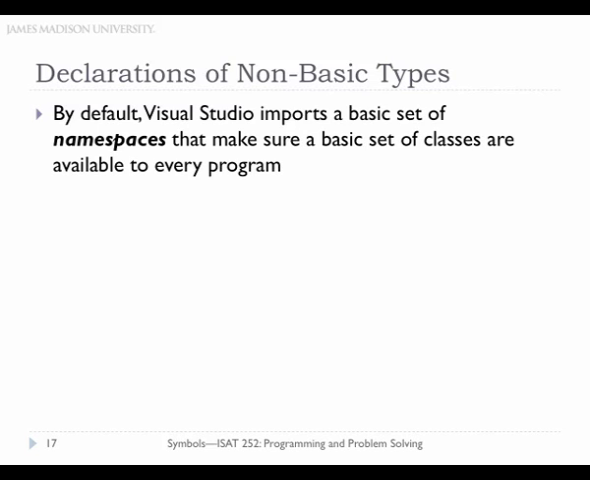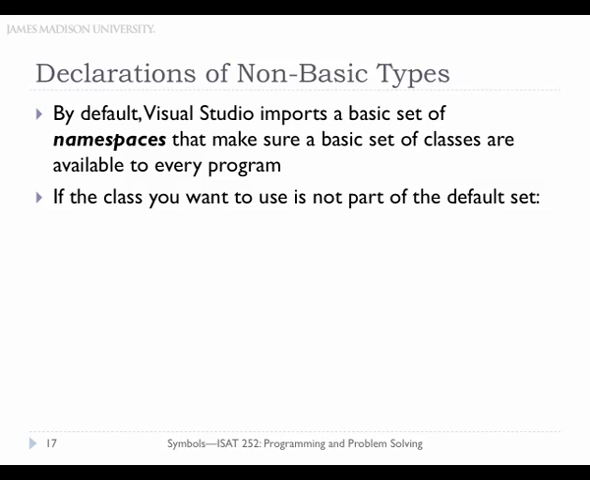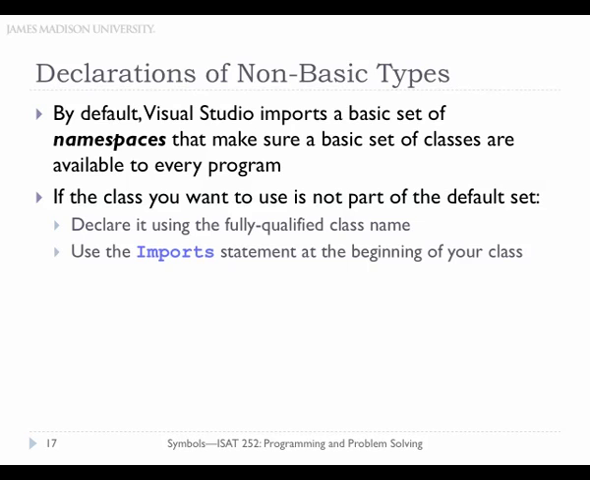By default, Visual Studio imports a basic set of namespaces that make sure a basic set of classes are available to every program. So things like buttons and text boxes and forms are available to you when you first create your program, but other things are not going to be available. So if the class you want to use is not part of the default set, you have a couple of options. You can declare it using the fully qualified class name, and that's the class name that starts with system.windows.forms.whatever, or whatever it might be depending on the particular class. Or you can use the imports statement at the beginning of your program, and I'll show you that in a demo a little bit later.